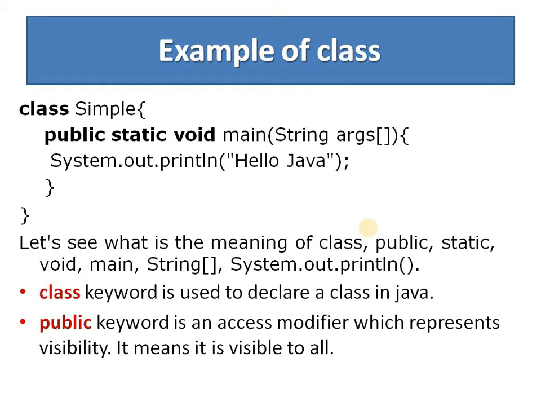Let's see what is the meaning of class, public static void main, string, system.out.println. The class keyword is used to declare a class in Java. The public keyword is an access modifier. There are some other access modifiers also: public, protected, private. In that, public is one of the access modifiers, which represents visibility. It means it is visible to all.